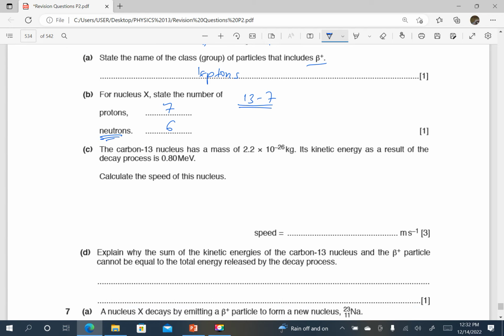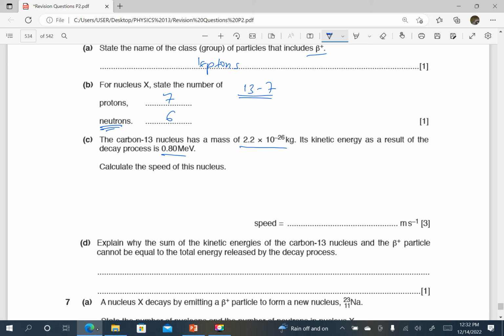The carbon-13 nucleus has a mass of 2.2 times 10 power negative 26 kilograms. Its kinetic energy as a result of the decay process is 0.8 mega electron volts. Calculate the speed of this nucleus. So they have given us energy. From energy, we can find the speed. Although mega electron volts is a unit for A level, not AS, we shall still use it here.